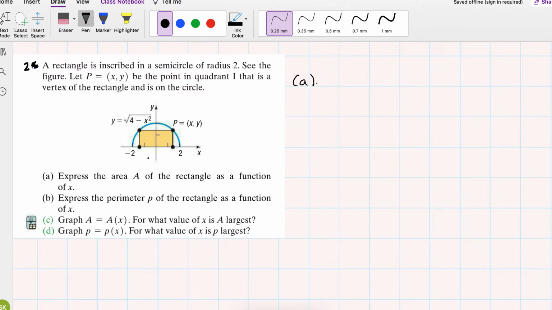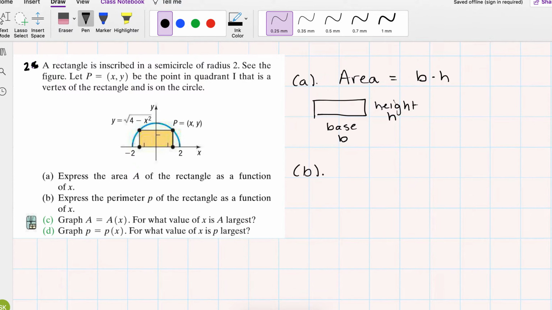Express the area of the rectangle as a function of x. So how do we find the area of a rectangle? What's the basic formula? Area is equal to, well, we have a base, which we usually call B, and a height, which we can call h, or you can say length and width, it doesn't matter. Area is just base times height. Whatever you name these two sides, you multiply them together, and that's the area.